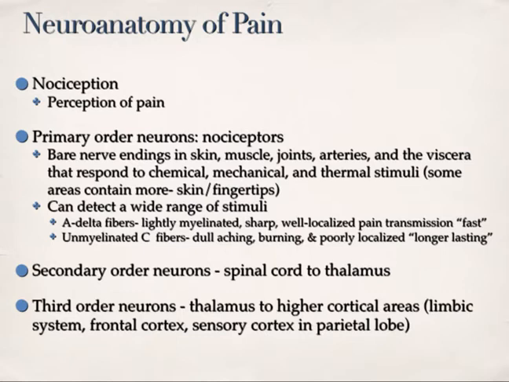And then you have second order neurons, and when you look at primary, secondary, third, that's just the level of where this nerve is being transmitted. So secondary is basically the spinal cord up to the thalamus. Your third is from your thalamus to your higher cortical areas like your sensory cortex, your frontal cortex, and the limbic system, and that's essentially where the pain is actually perceived by the brain.